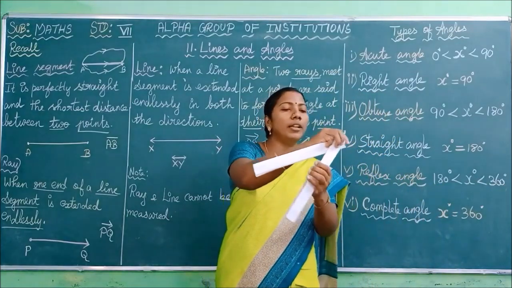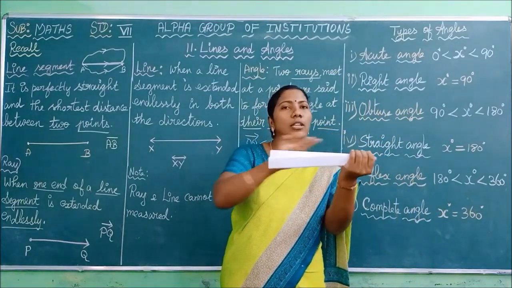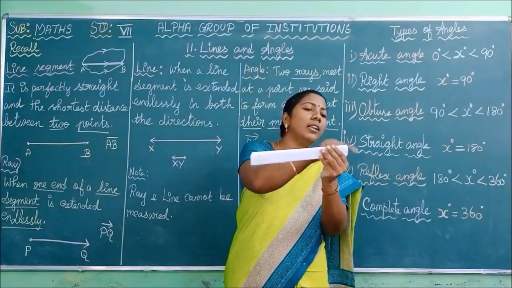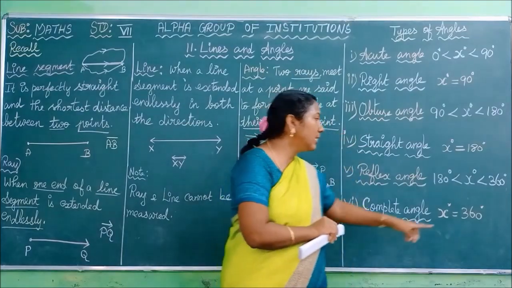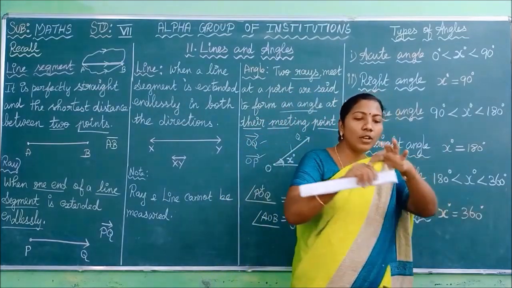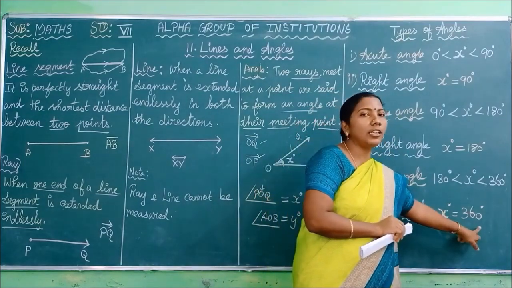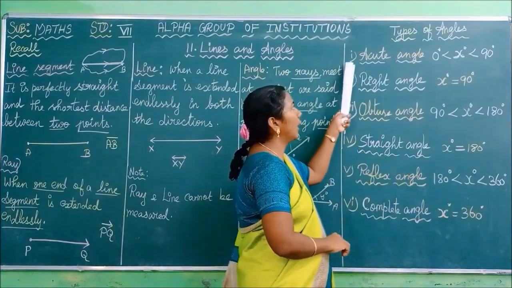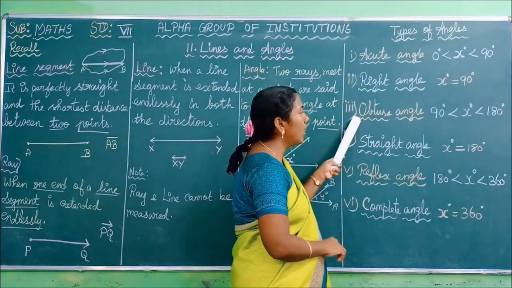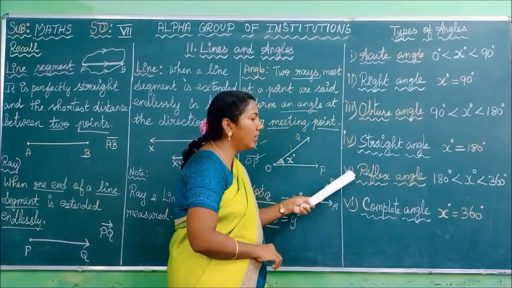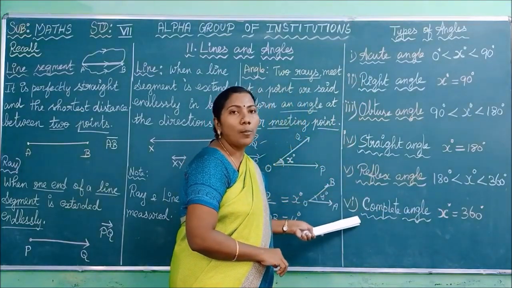After one complete rotation, the arms come together. This complete angle is said to be 360 degrees. The angle of a circle is said to be 360 degrees. Thus, what are the types of angle? Acute angle, right angle, obtuse angle, straight angle, reflex angle and complete angle.